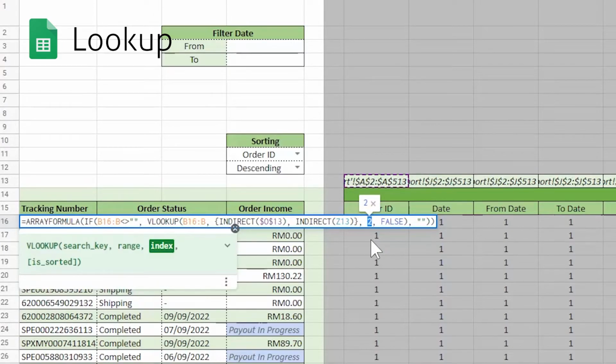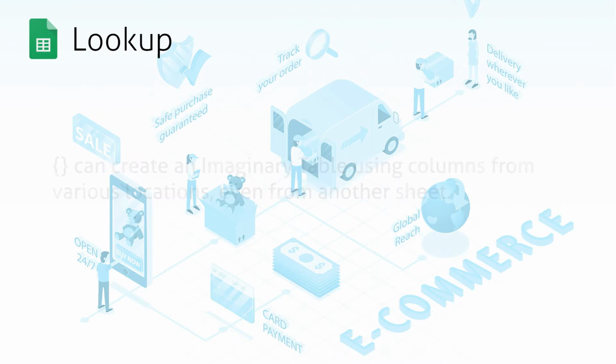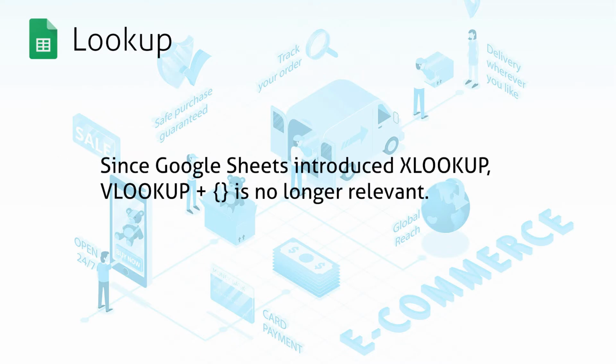With the use of curly brackets, you can design the imaginary table to look for a value from any column and return a value from any other column, even if both of the columns are not from the same sheet. But now, since Google Sheets added XLOOKUP, VLOOKUP with curly brackets might not be a good trick anymore.